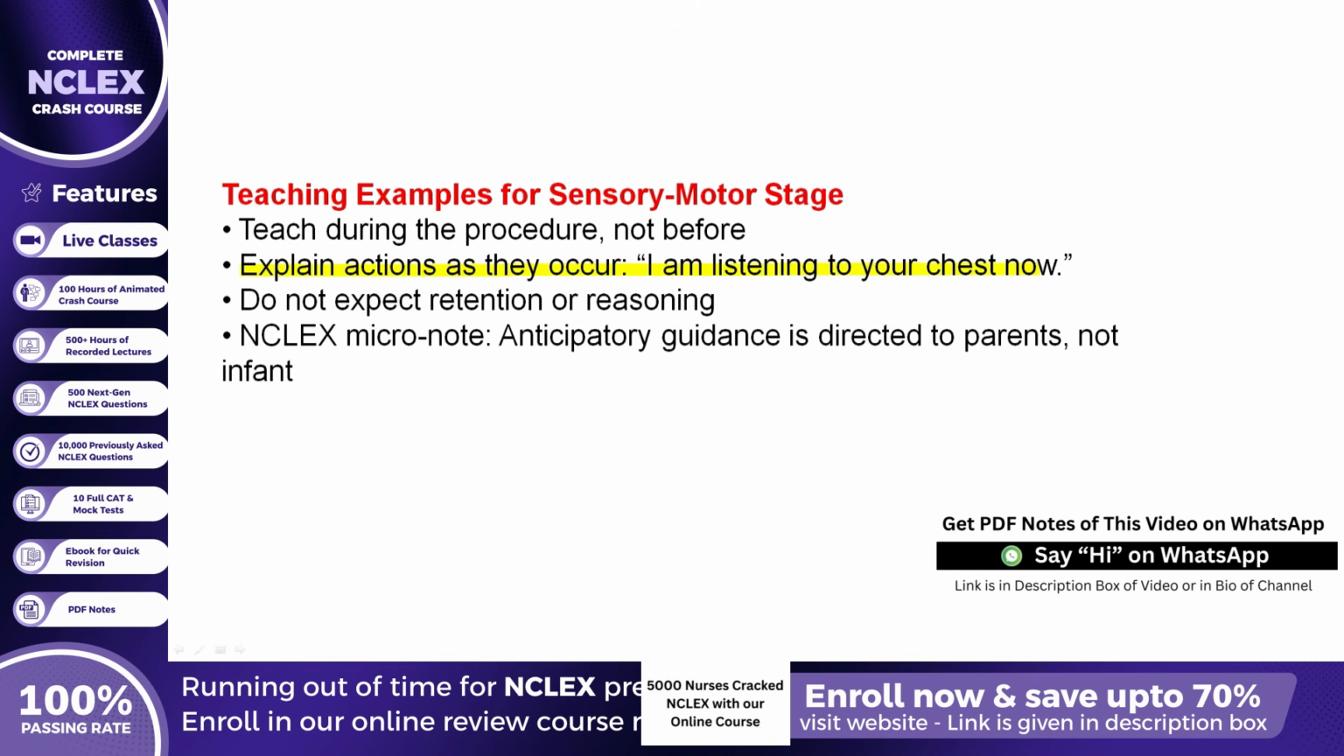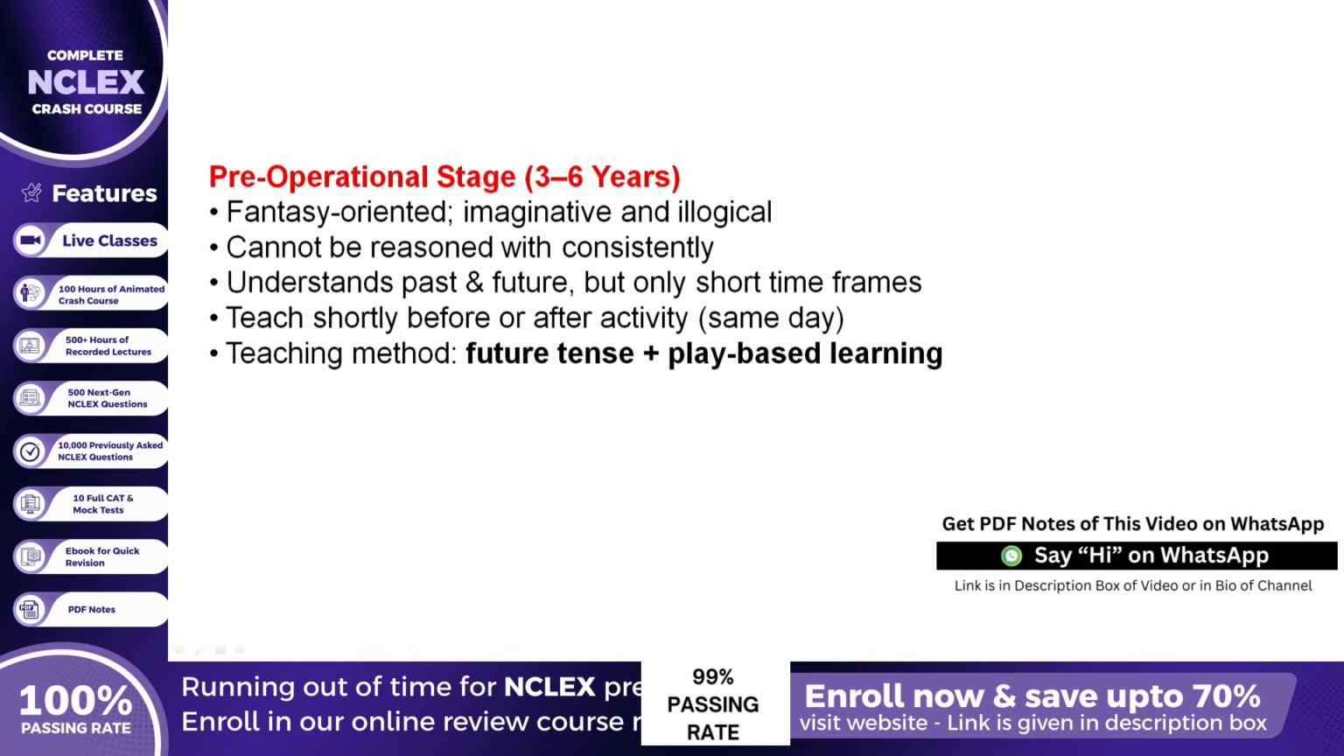Moving ahead, the pre-operational stage from 3 to 6 years is fantasy-oriented, imaginative, and often illogical. Children at this stage cannot be reasoned with consistently. They understand past and future, but only in short time frames. Therefore, we teach shortly before or after an activity, ideally on the same day. The best teaching method uses future tense along with play-based learning.